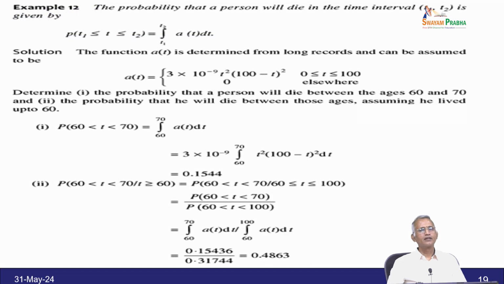And the next example: the probability that a person will die in the time interval t1 to t2 is given by the probability of t1 less than or equal to t less than or equal to t2, the integral over the interval t1 to t2 of a of t dt. This one we already discussed in the mortality functions, so refer to it.